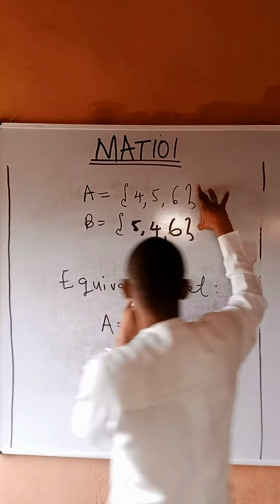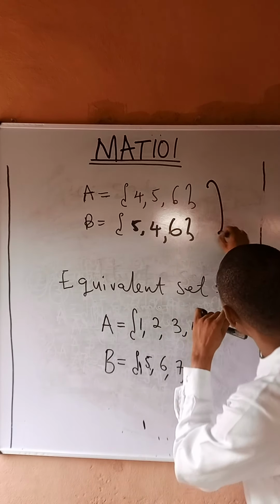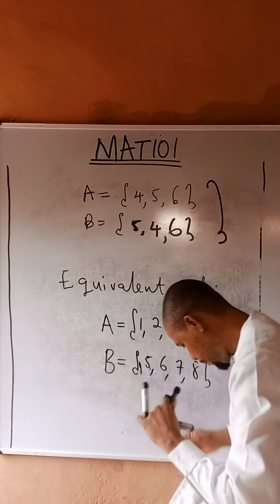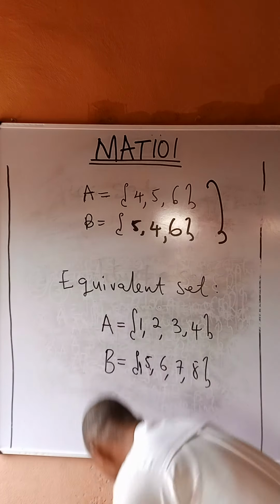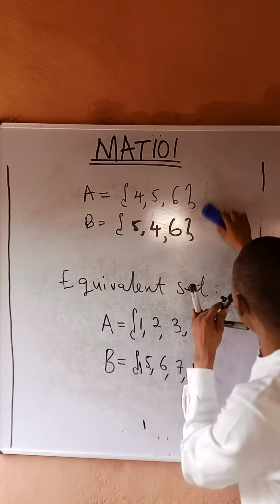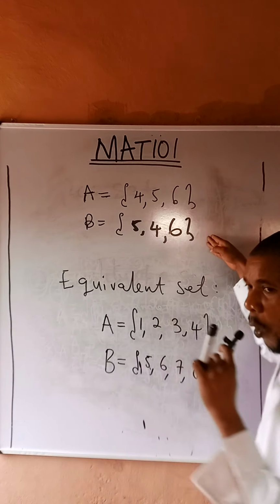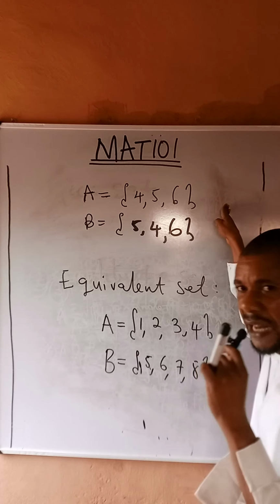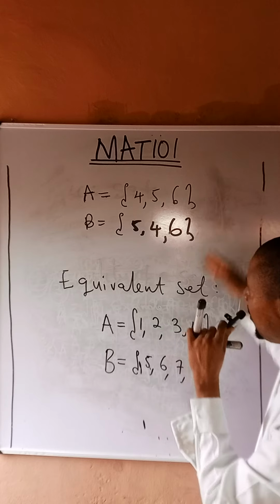These two sets that are equal are said to be what? Equivalent. So this set here is equal and it is also equivalent. They are equal and at the same time, they are said to be equivalent. So what did you observe? We observe that if two sets are equal, they are equivalent.